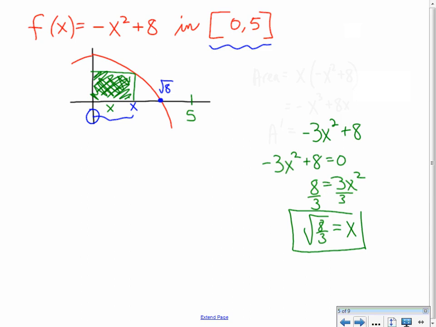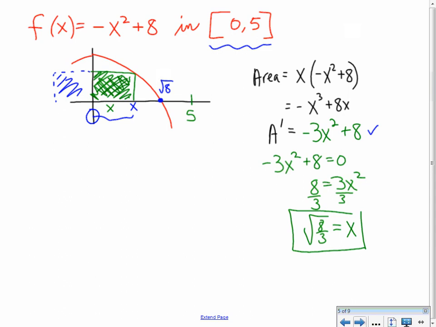So we have a slightly different problem here, and that is that our area now is just x times negative x squared plus 8. We multiply that out, and we get negative x cubed plus 8x. I found the derivative: negative 3x squared plus 8. Similar to the last problem, except last problem we were able to go into the negatives, and now we're not. We can't get as far as 5, because that's outside of our curve.